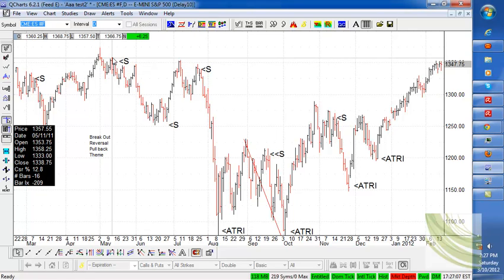When you get this pullback here, the pullback typically goes back inside the range of the extreme day. Okay, so look at this. This is your extreme day, and this was the range. There's the high, here's the low. Notice the pullback for the S signals typically goes back inside the range of the extreme day.